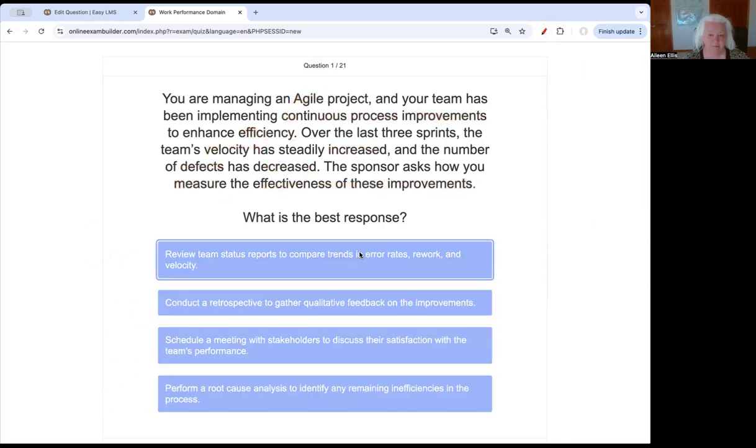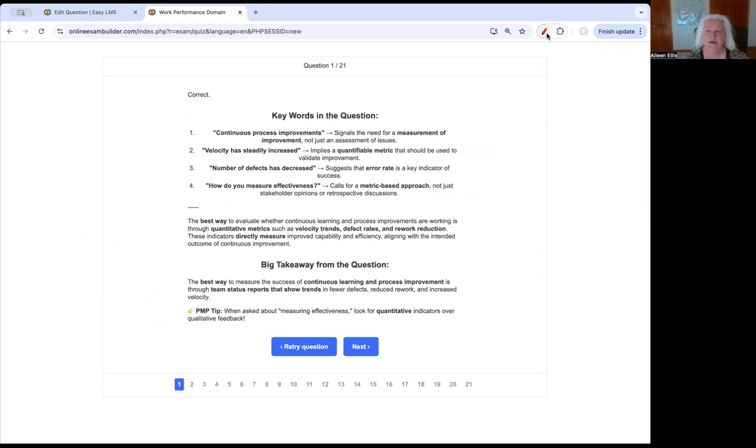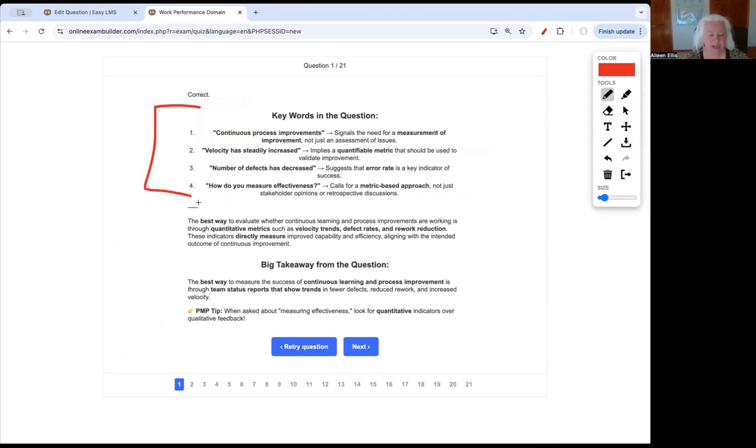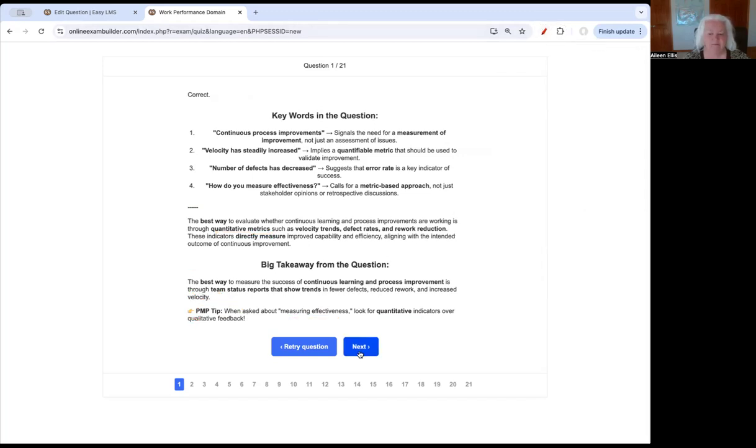Let's click on it. When you look at sample questions, do you understand what are the keywords in the question? Why is the right answer right? We're looking for quantitative metrics in this question. What are the big takeaways? What's the PMP tip? When we think about measuring effectiveness, look for quantitative answers. Pause the video if you need to look here in more detail.